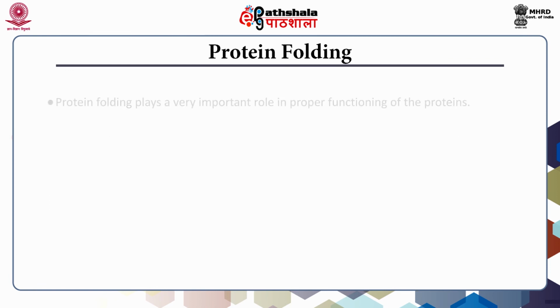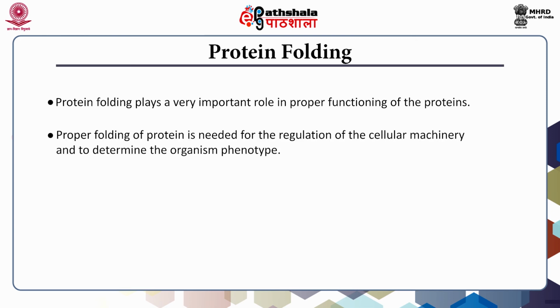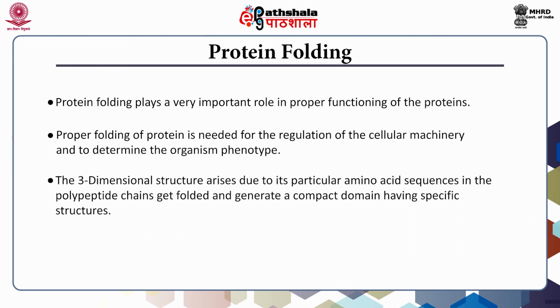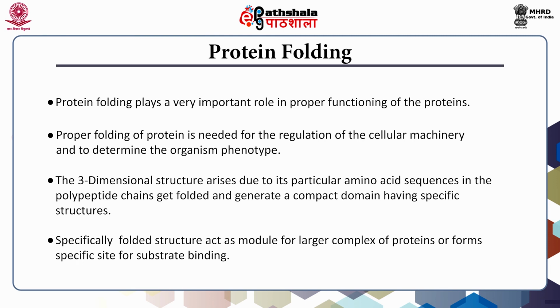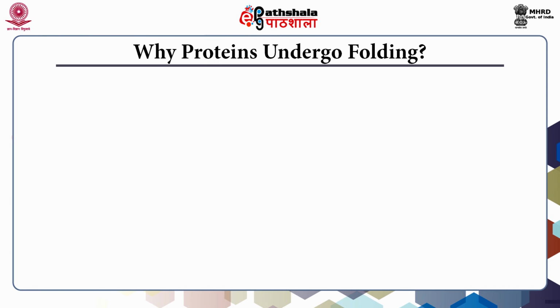Protein folding. This plays a very important role in proper functioning of the proteins. Folding of protein is needed for the regulation of the cellular machinery and to determine the organism type. The three-dimensional structure arises because the particular amino acid sequence in the polypeptide chain gets folded and generates a compact domain having a specific structure. The specifically folded structure acts as a molecule for a larger complex of proteins or forms a specific site for substrate binding. Why do proteins undergo folding?